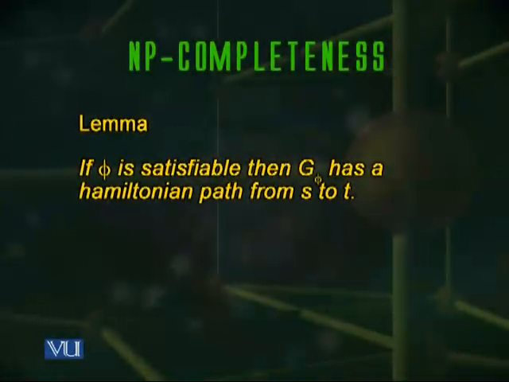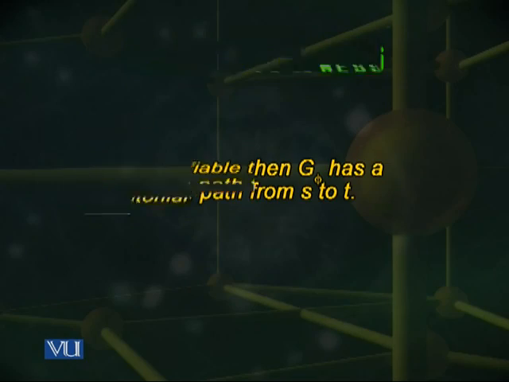Thus, if you give me a formula phi and I can find a satisfying assignment for this formula, then I can go in this graph G sub phi and find a Hamiltonian path from the vertex S to the vertex T. So what we have proved is the following lemma. If phi is satisfiable, then G sub phi has a Hamiltonian path from S to T. So this is one half of what we wanted to prove.